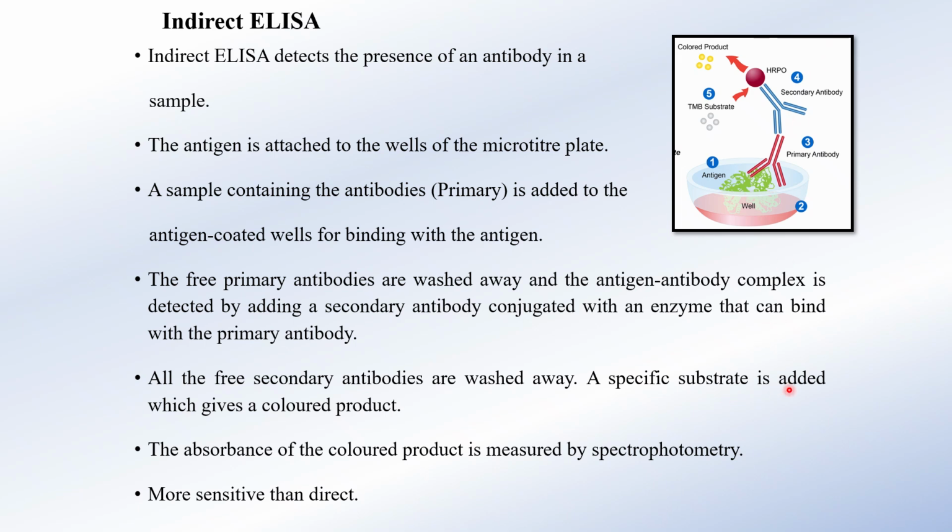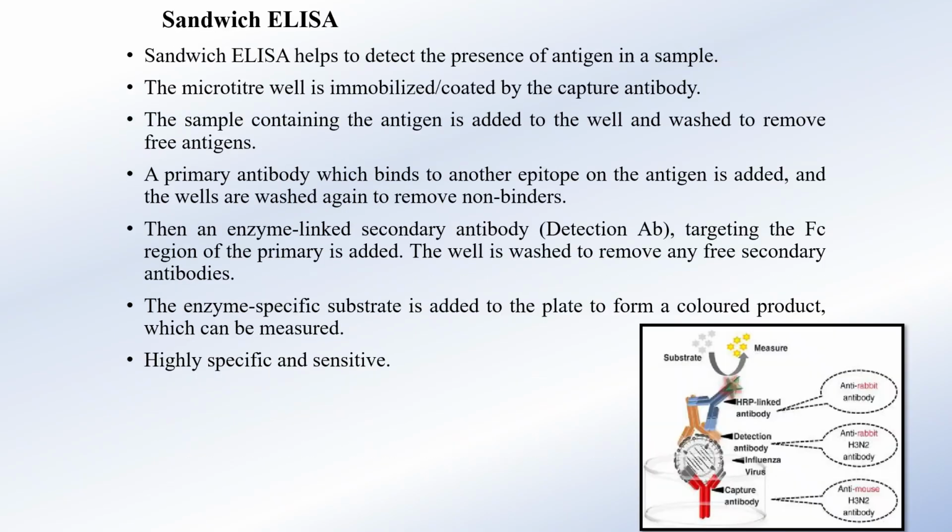A specific substrate is added which gives a colored product. Next step is the addition of the substrate, where the colorless substrate will be turned into a colored product, which means that antigen antibody binding has occurred. The absorbance of the colored product is measured via spectrophotometry. This indirect ELISA technique is more sensitive than the direct method.